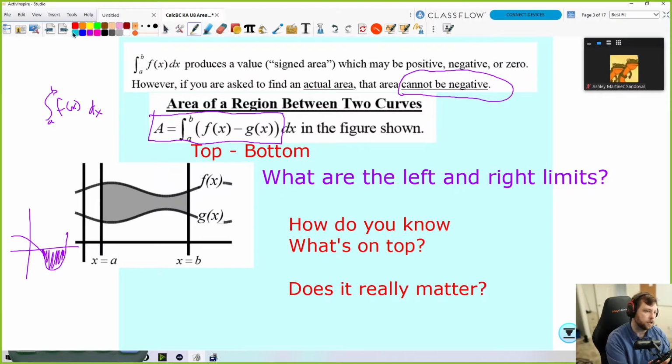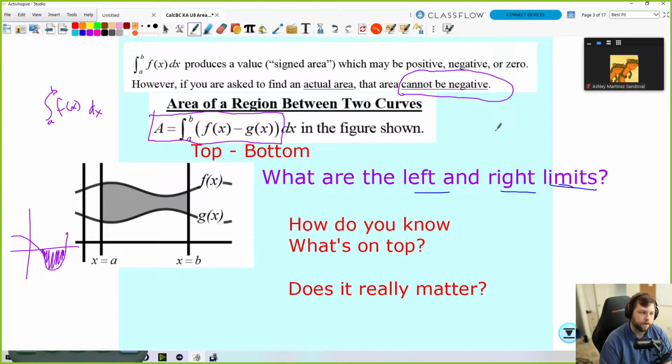So a few things that you might have to ask is, what are the left and right limits, the endpoints? Where's our a and b? Sometimes you're given these. Sometimes you have to figure them out a little bit, but you got to know where those endpoints are. And then the other question is, how do you know what's on top? So I told you f is on top and g of x is on bottom because I tell you right there. But what if I just give you two functions and I don't put a graph out? How can you figure out what's on top?